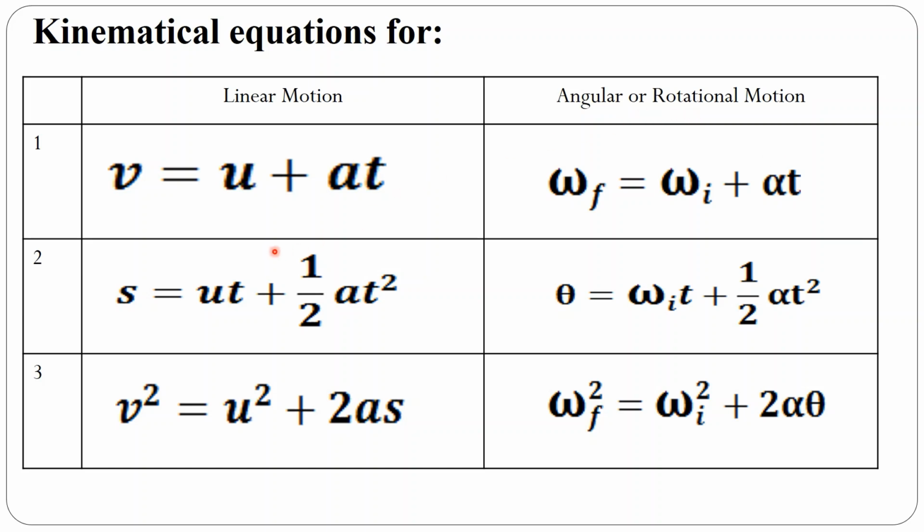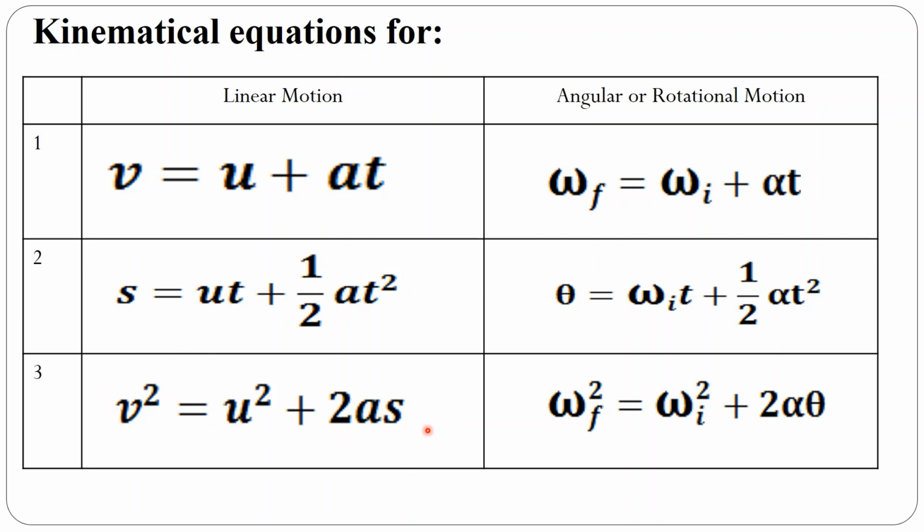So let's see the second equation, s is equal to ut plus 1/2 at square, where s is linear displacement, u is linear initial velocity, t is time, plus 1/2 into linear acceleration into time square. In angular motion, angular displacement theta is equal to initial angular velocity into time plus 1/2 angular acceleration into time square.